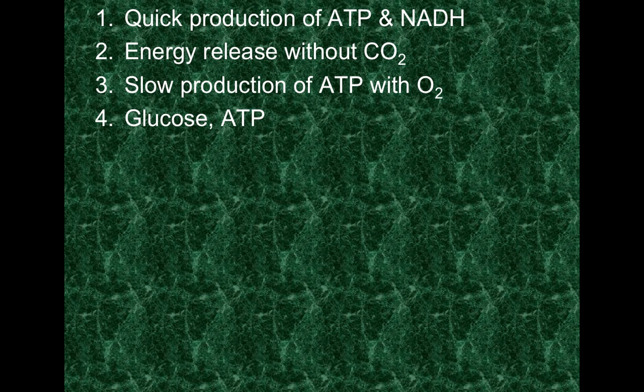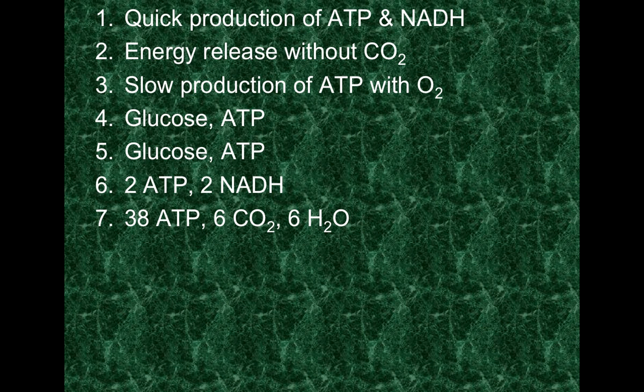The reactants for glycolysis are glucose and ATP, and they are the same for fermentation. Notice for cellular respiration we have pyruvic acid and high energy electrons. The products of glycolysis are 2 ATP and 2 NADHs. For fermentation, we get NAD+, alcohol, carbon dioxide, and lactic acid. Notice it does not say any ATP there. For cellular respiration, we get 38 ATP, 6 oxygen, and 6 waters.